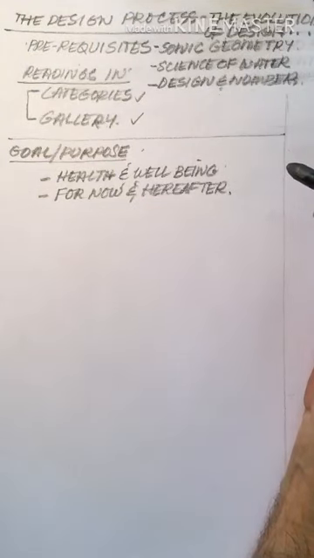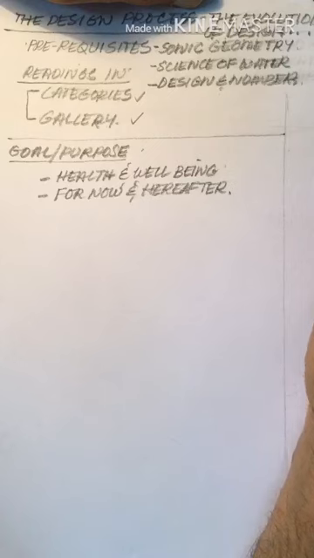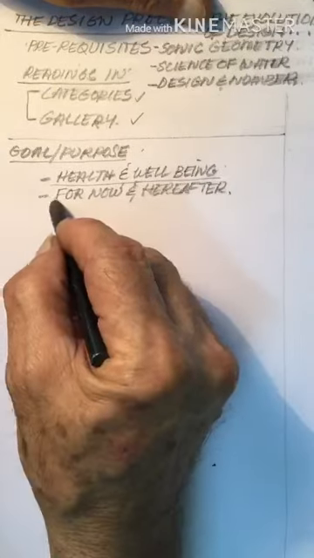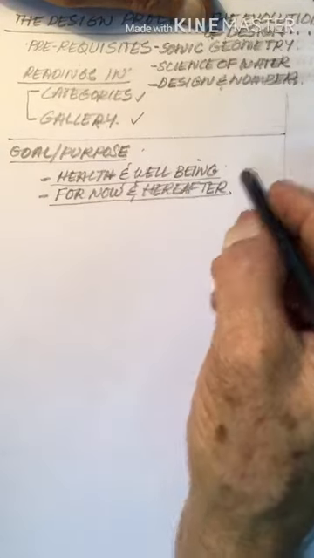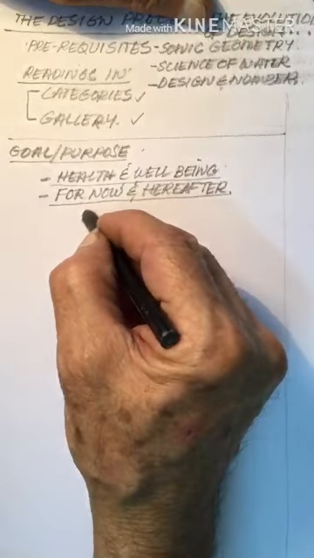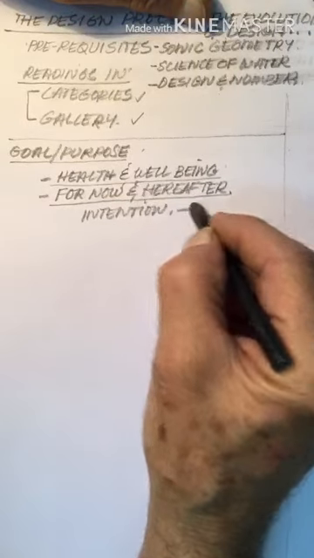Like doctors, like any other professionals, we also have to design something for somebody, and we must have a very clear-cut goal and purpose of doing that. And we are no less than doctors. We can also think of the health and well-being, for now and hereafter, of the client, whomever it may be. It is with this good intention that we should begin the process of design.